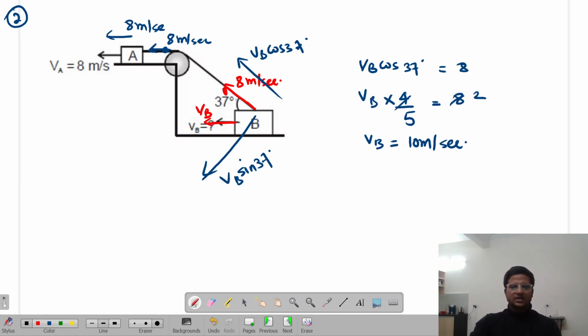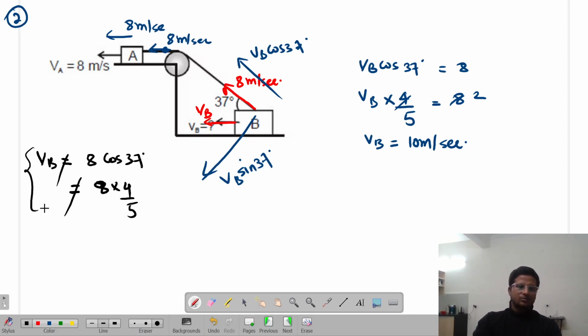बहुत लोग इसमें क्या गलती करेंगे कि मान लो ये 8 मीटर पर सेकेंड दिया हो ना, तो वो लिख देंगे V of B इज इक्वल टू 8 cos 37। ऐसा भी तो लिख सकते हैं ना। लेकिन ध्यान से देखो ये क्या आएगा, 8 × 4/5। सो दिस इज परफेक्टली रॉन्ग। Basically block is not moving, thread is moving, so that's why velocity of B is generated. So velocity of block along the direction of thread I have to take, remember that.